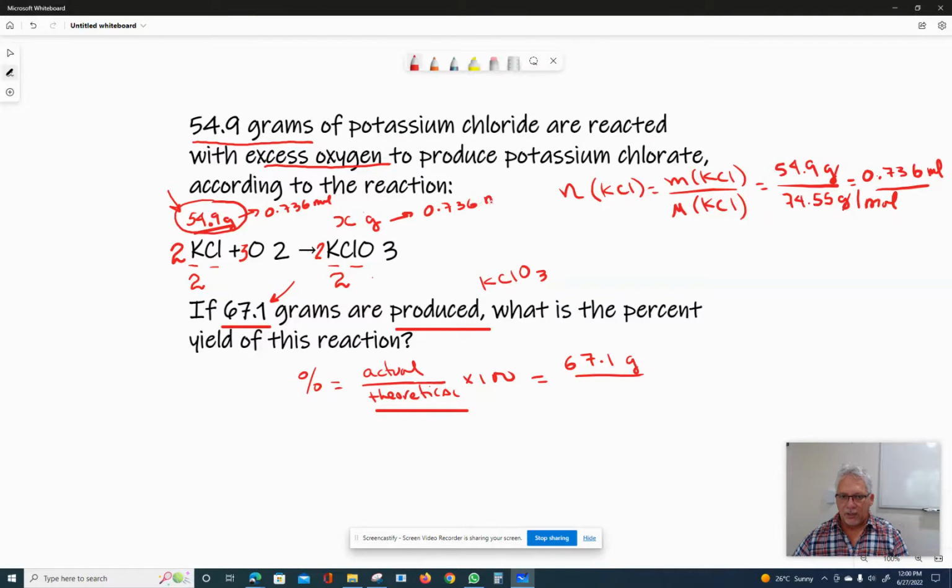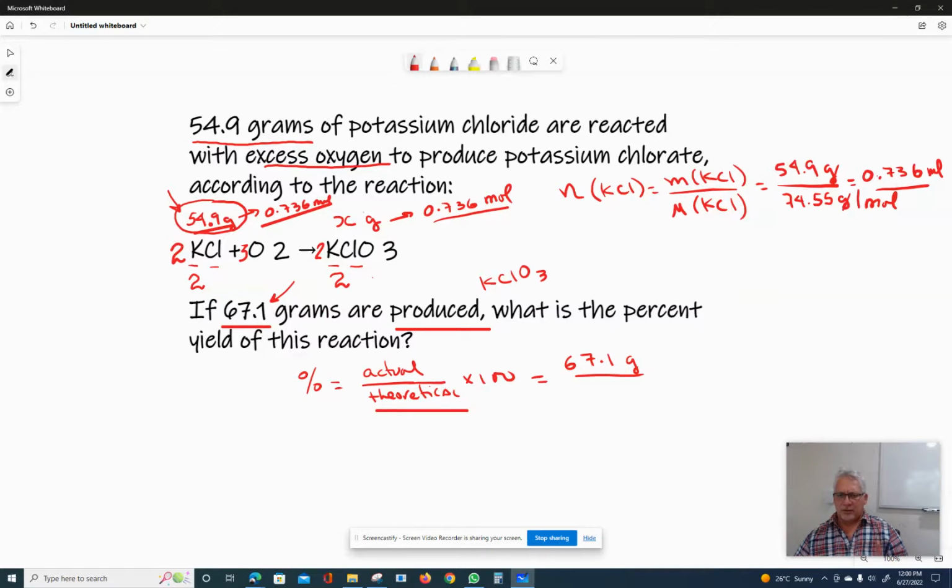How do I know that? Because for every 2 mole of this, you get the same amount of mole of the product. For every 0.736, you get the same number of mole on the product. It's the same number of mole.